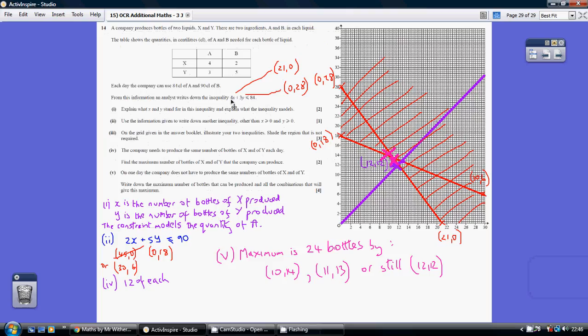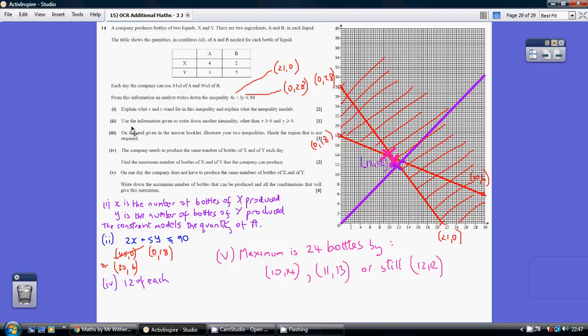So from this information, an analyst wrote this down. This is basically our first constraint, looking at it from the point of view of A and B needed for each bottle of liquid. So from ingredient A, we can see that 4 lots of little x plus 3 lots of little y is got to be less than or equal to 84.